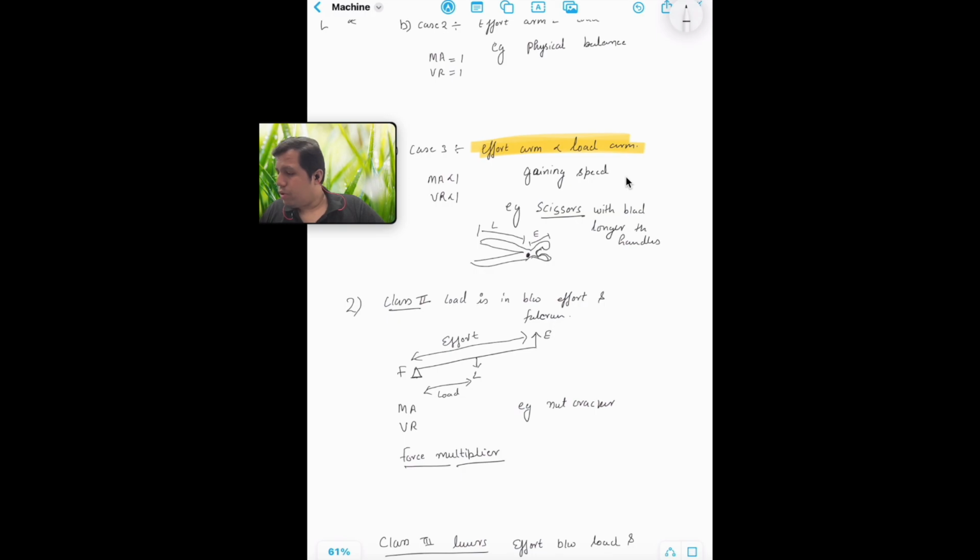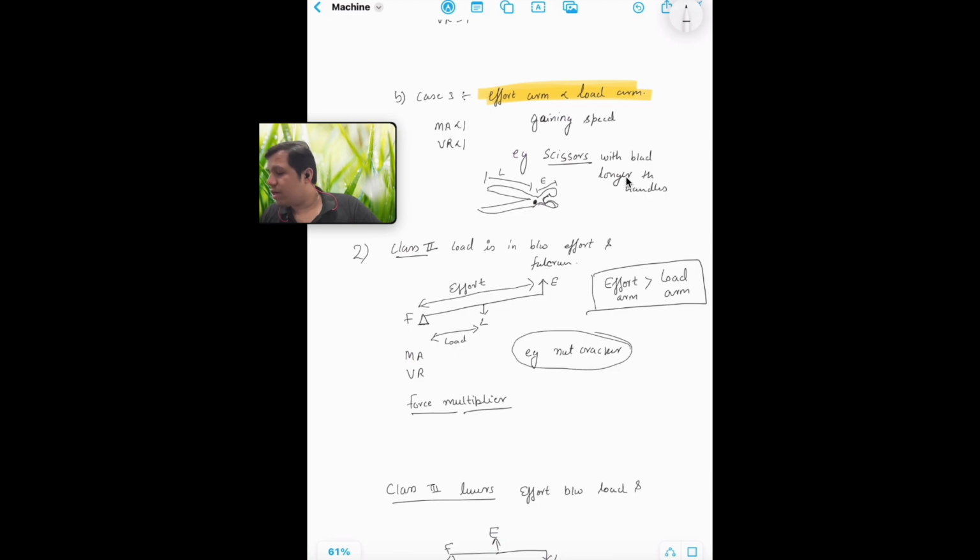I hope you are saying that effort arm is greater than load arm. You can also see it from the picture, right? And this we have already studied. If your effort arm is longer, then you can use it as a force multiplier. It means you are making a small effort and you are producing a high force on the load, or you are making a large force to overcome that load.